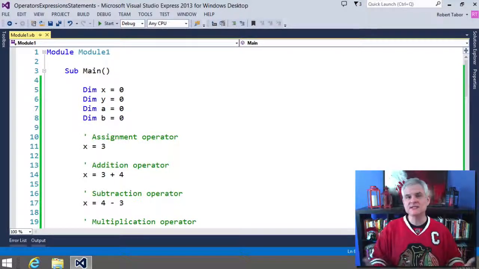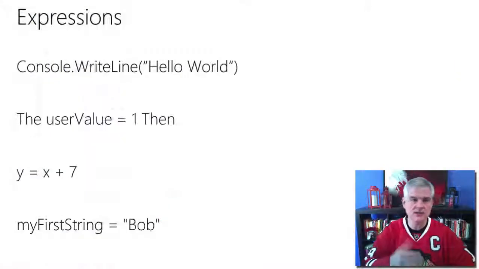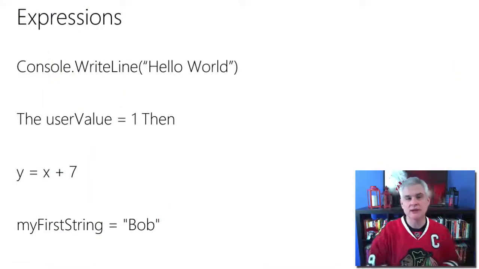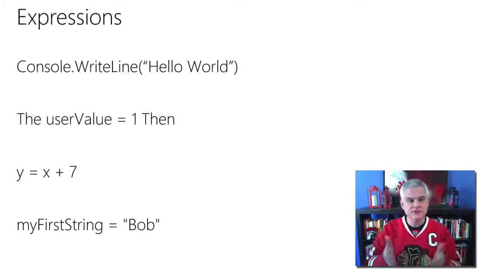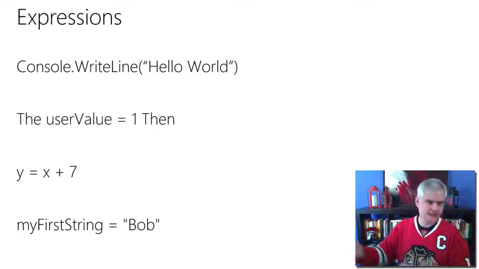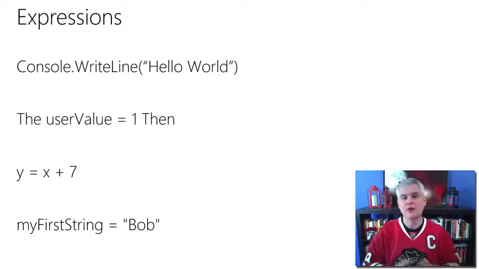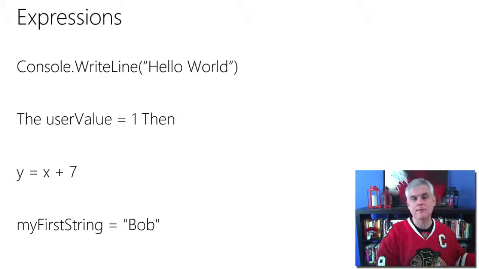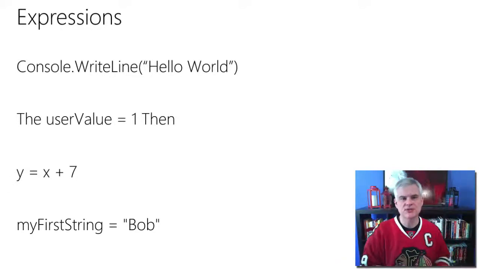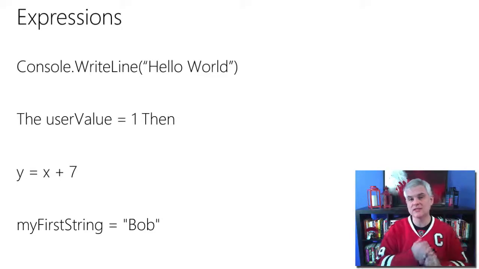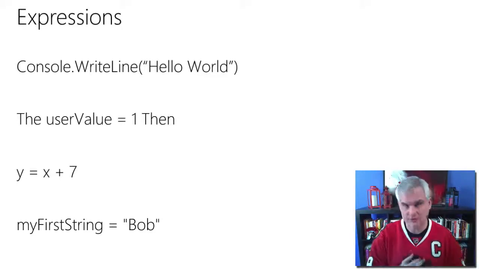And so we've seen several expressions already in our work together. We've seen expressions like the ones on this slide. Console.WriteLine hello world. Another expression, if userValue equals 1 then, and then goes on from there. y equals x plus 7. Or myFirstString equals Bob. So there are many others, but each of these expressions have two things in common. First of all, they consist of operators and operands.